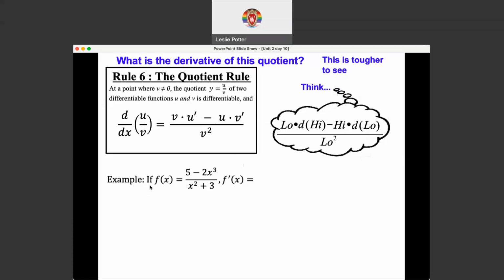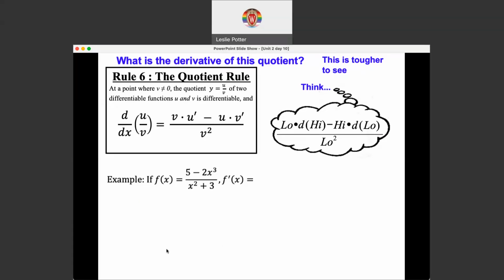So we have, if f of x is the quotient, 5 minus 2x cubed, all divided by x squared plus 3, find its derivative, right? That's what this whole thing is, a question right here. F prime of x equals, right? That is saying find the derivative or differentiate f of x. That's like a whole question, just in one little notation.